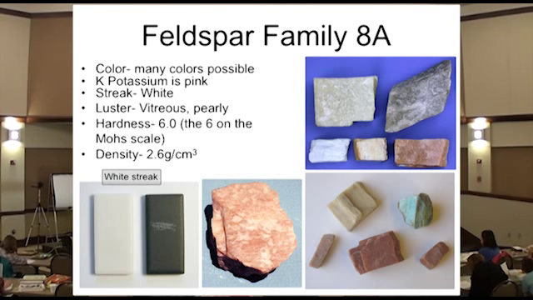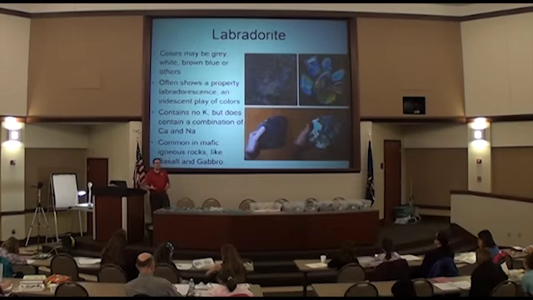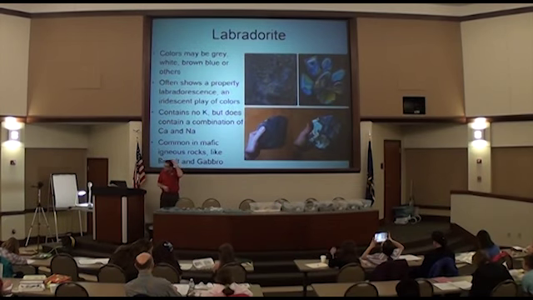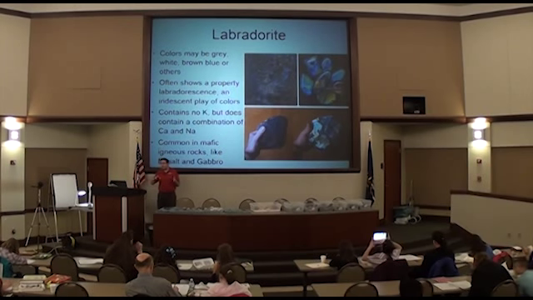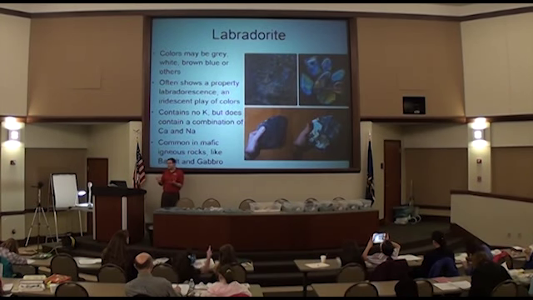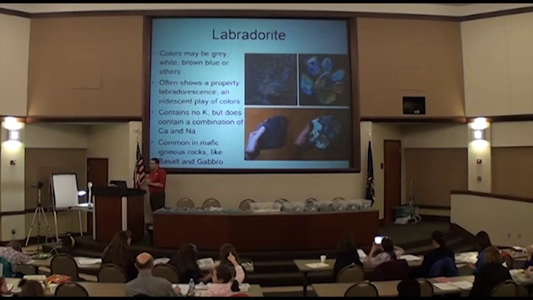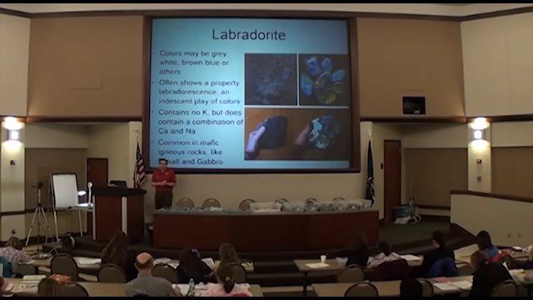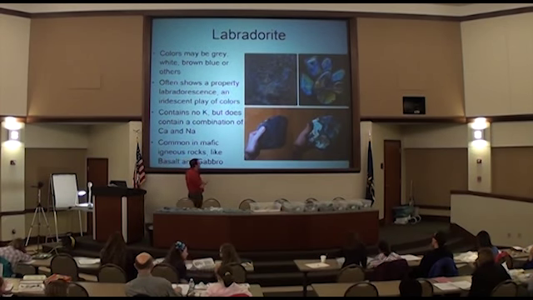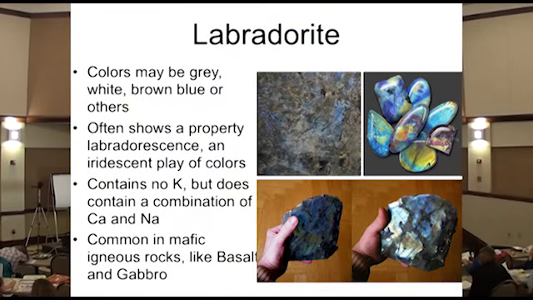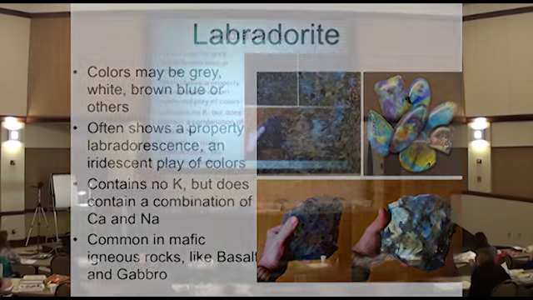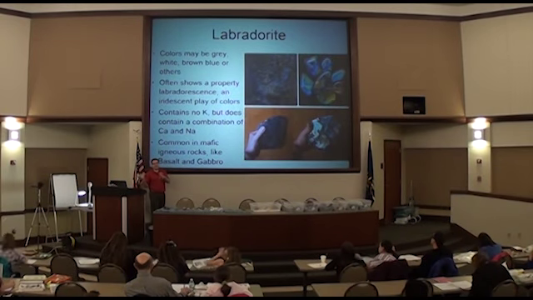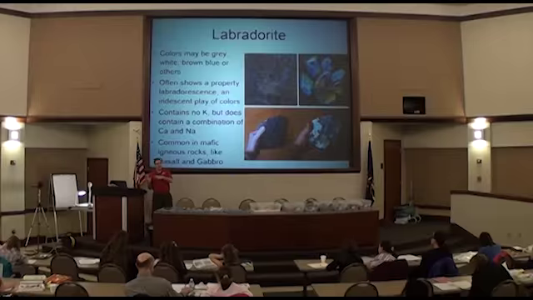New for this year, one of them is labradorite. This is a type of feldspar. It's a dark color. It's usually bluish or grayish. It can sometimes be white or other colors, but it's usually dark. It often shows a really cool property called labradorescence, where it actually shows different colors, often in the bluish, but can have other colors as well. Really cool play of colors. So it doesn't have potassium. That pink feldspar is potassium feldspar.